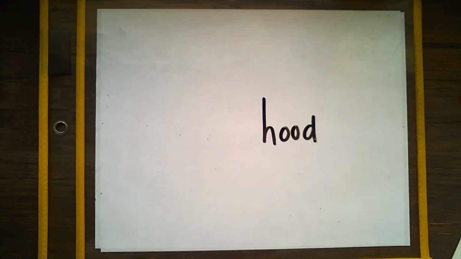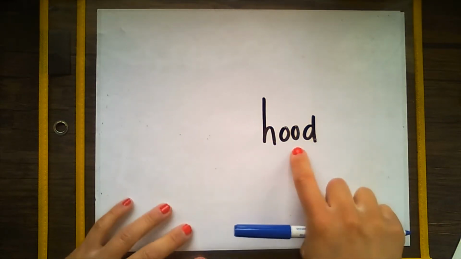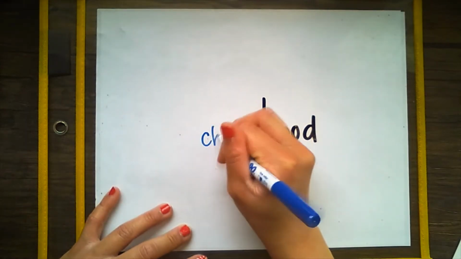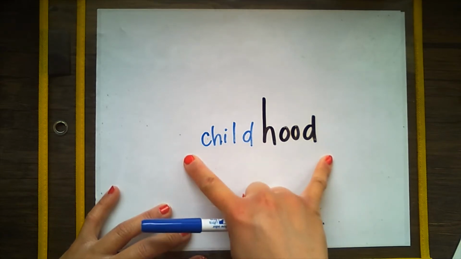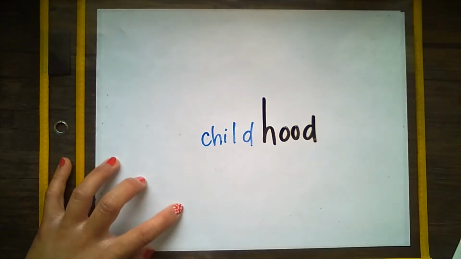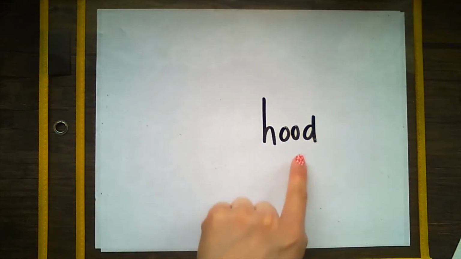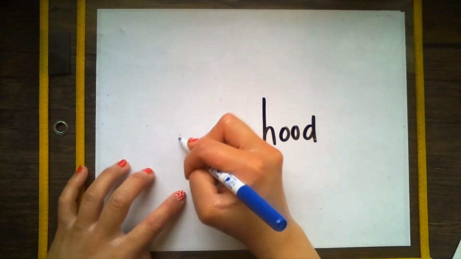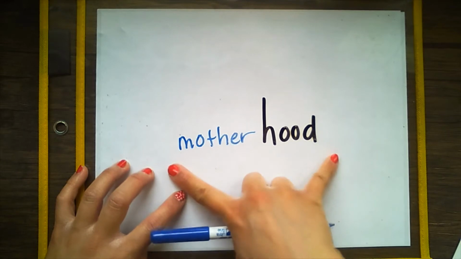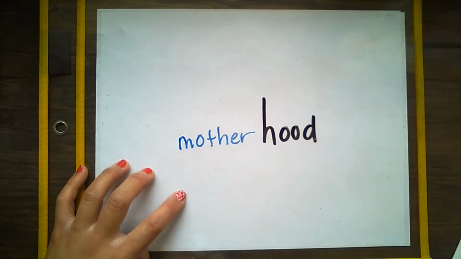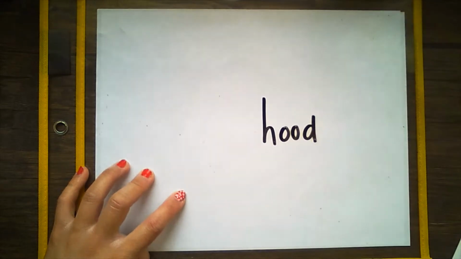Okay, so now we have another base word for our morphemic transformation. We just finished the first one, which was discuss. Now we have a second base word here of hood. Ready? Read, hood. Read, child. Read the whole word, childhood. Read, hood. Read, mother. Read the whole word, motherhood. Okay, let's keep going.